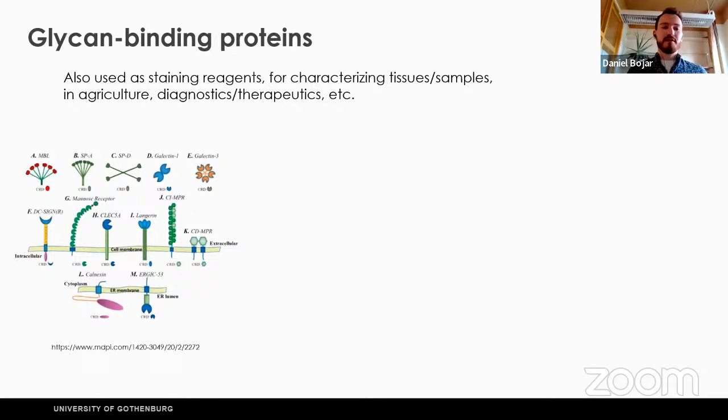In our body, you will predominantly find lectins in the innate immune system. So here are some of the proteins in the innate immune system whose main or sole function is to bind specific glycan epitopes on fungi, bacteria, viruses, etc., and deal with them.